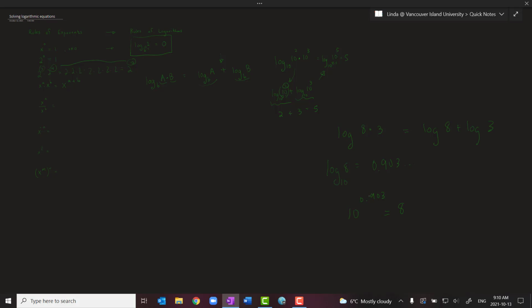Okay, so this sort of makes sense because 10 to the 1 would be 10. So we're close to 10 here, but not exactly. So we're raising 10 to a power that's a little bit less than 1, and it's becoming 8. Okay, and then log base 10 of 3, well, you can think of what that's going to be.